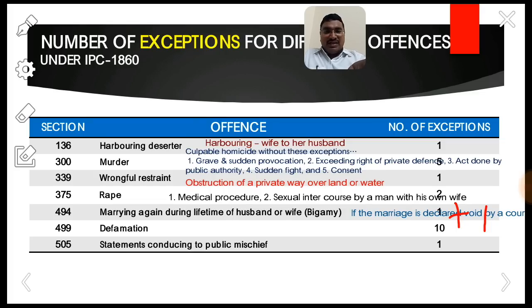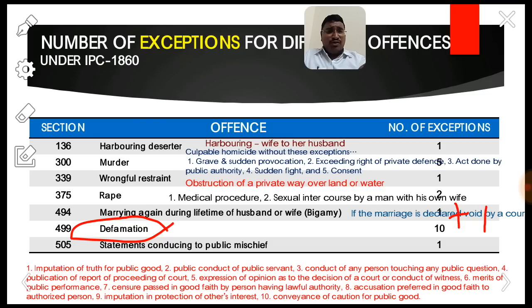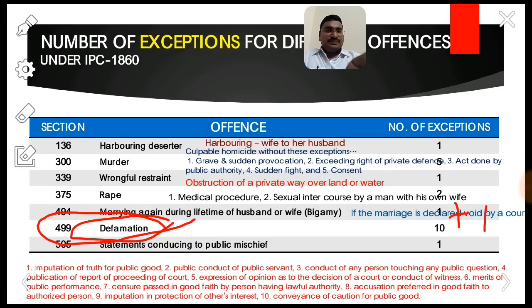Next, the exception under 499 for defamation. There are 10 exceptions available under defamation. It is not possible to explain all these within this video lecture. If time permits, I will make a separate video on defamation.